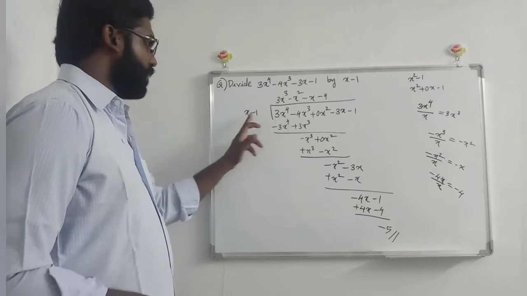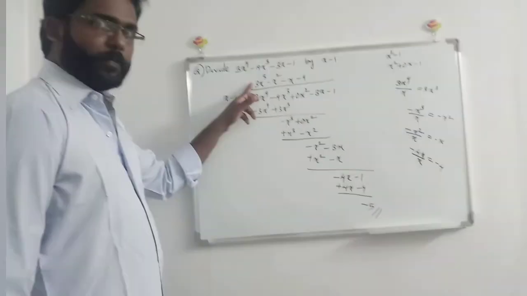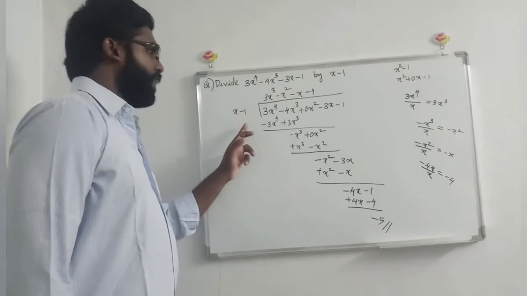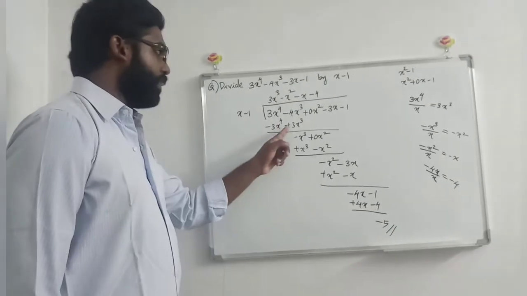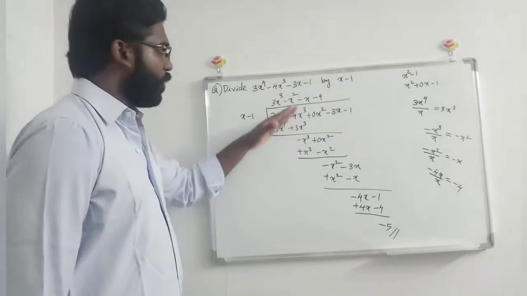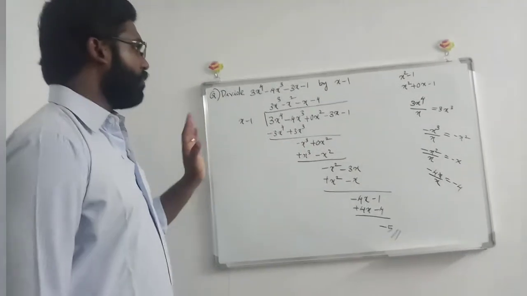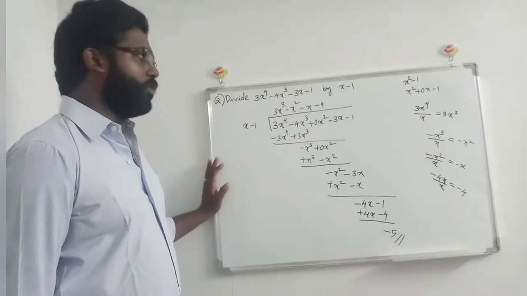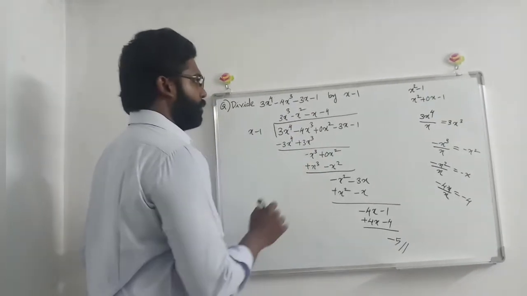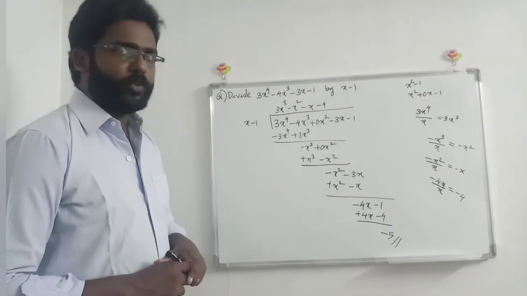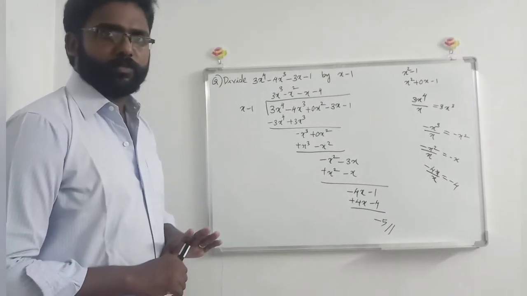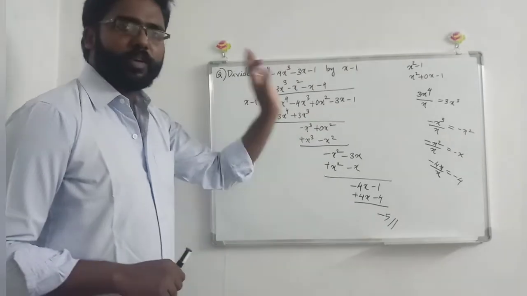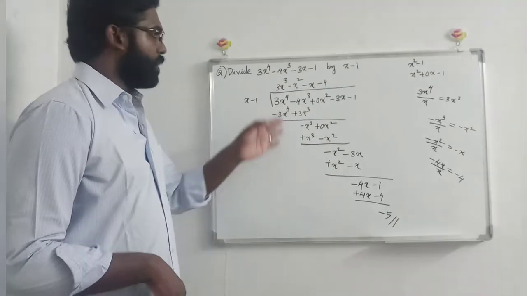Divide the first term by this first term and the answer is here, and multiply this answer into this divisor and write the answer with changing the sign here. Okay, then you add the terms. Only one thing, if any term is missing there, you put 0 there. If the cubic term is missing, you put plus 0x cube. And if the linear term is missing, you put 0x. Okay, that's the only one.